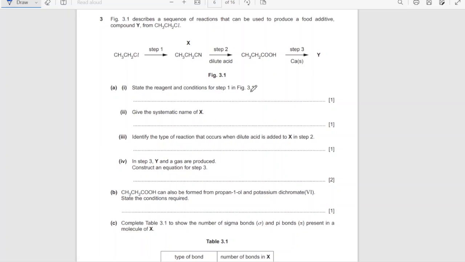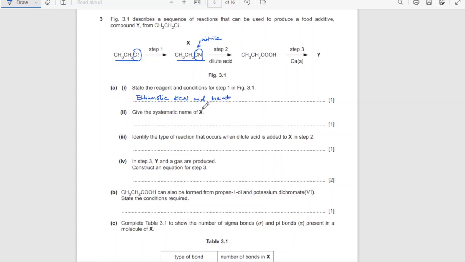First part says state the reagent and conditions for step 1. Step 1 basically converts chloroethane, CH3CH2Cl, into X. Now what you're doing is replacing the chlorine with this CN. This is the nitrile functional group. And to convert a halogenoalkane into a nitrile, you need ethanolic KCN. So potassium cyanide is dissolved in ethanol, and you need some heat in order for this reaction to take place.